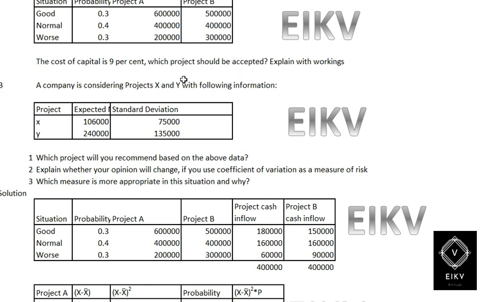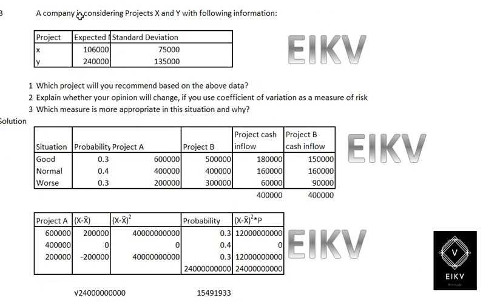Explain the workings. Next part of the question, a company is considering project X and Y with the following information. So a table showing the following details of company X and Y has been given. So the projects are project X and project Y. Expected value 1 lakh 6,000 and 2 lakh 40,000. Standard deviation will be 75,000 and 1 lakh 35,000. And you are required to compute which project will you recommend based on the above data.